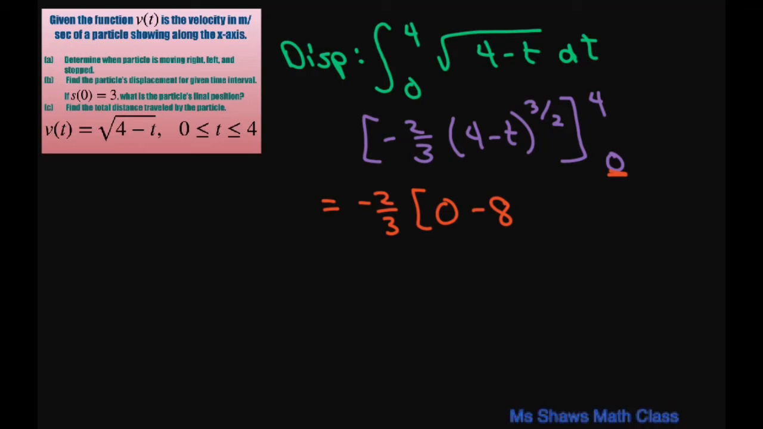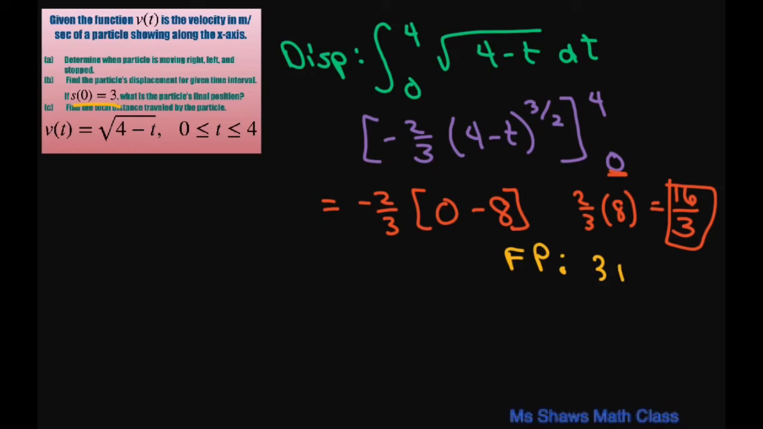All right. And this is going to be 2/3 times 8, because you have 2 negatives there. That gives you 16 divided by 3, and that is your particle's displacement. Now your final position is where you add where you're starting from, 3 plus your displacement. So that's going to be 3 plus 16 divided by 3. We can just change this 3 to 9 divided by 3. So this equals 25 divided by 3.